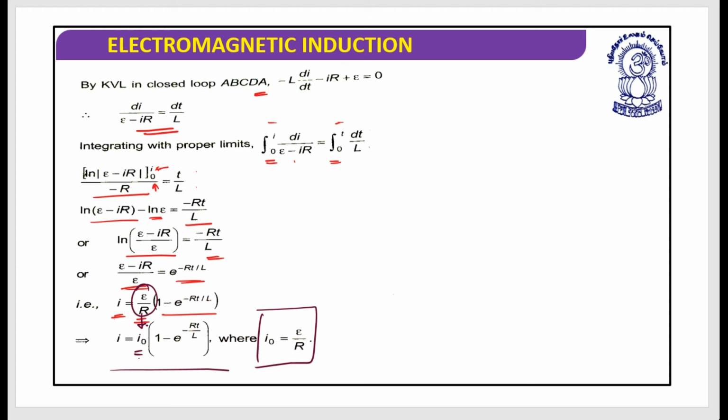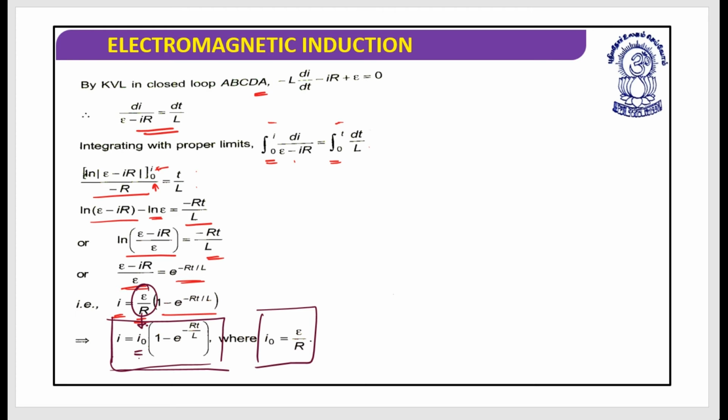So this is the transient relation. When I say transient, that means it keeps on changing with respect to time. This is the transient relation when the switch has just closed and you are observing it after a certain instant of time t. I hope this is clear.